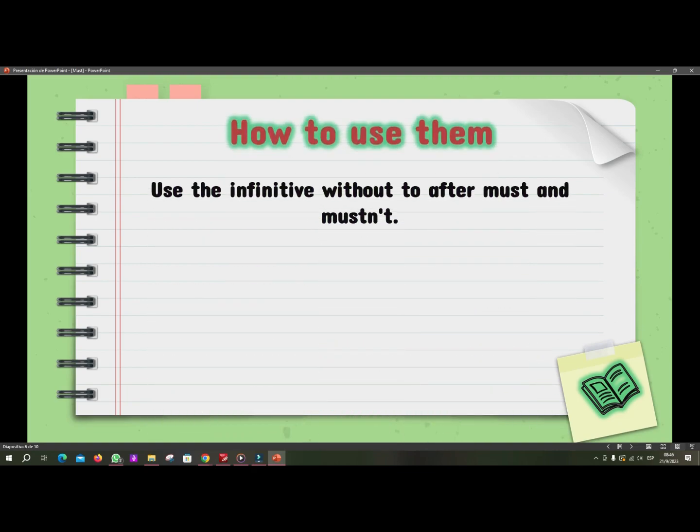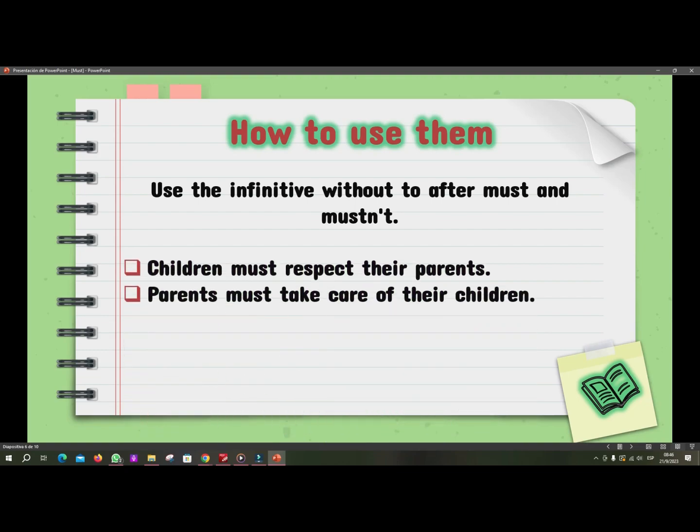Use the infinitive without to after must and mustn't. Children must respect their parents. Parents must take care of their children. We're going to use must. This is a modal verb. That's why you don't need to use to, right? You're going to use just the infinitive form or the base form of the verb, even if you are using the third person singular, okay?